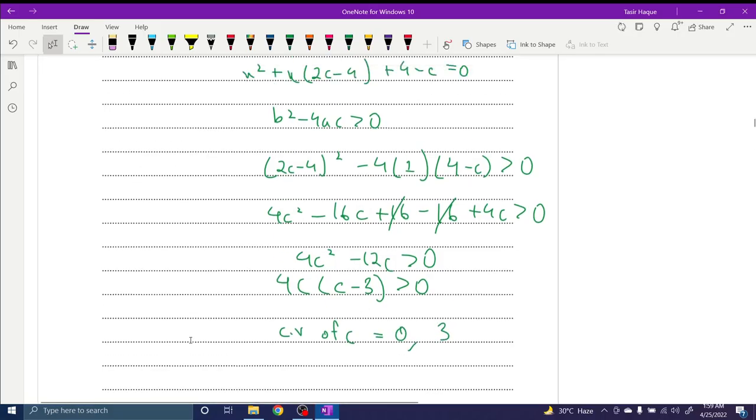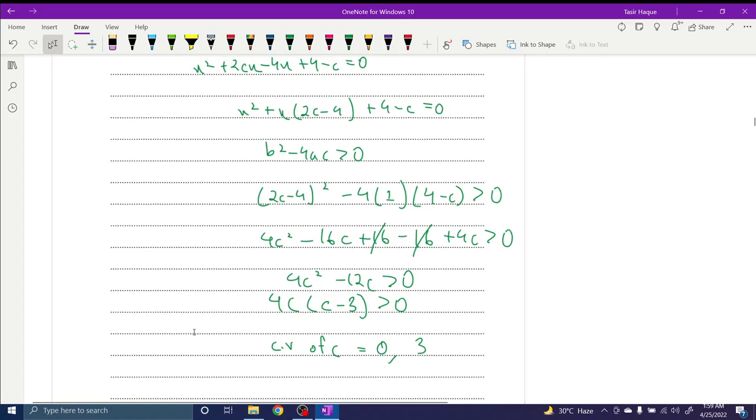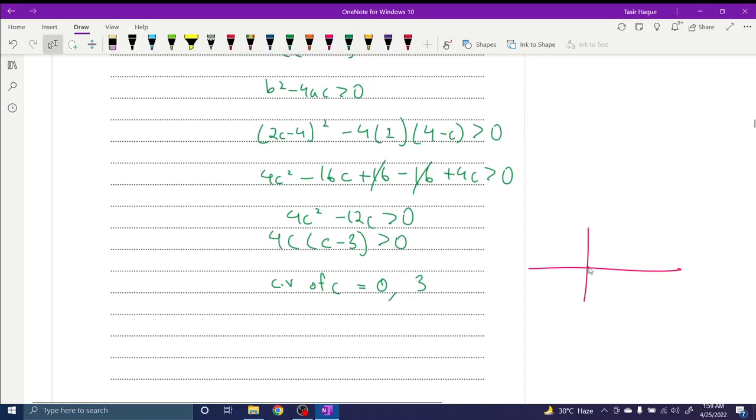So hear me out. How do we solve this? We know that this is a curve. This is a minimum curve, right? So this is what the graph looks like. It intersects at 0 and 3. It's a minimum curve. We want the value to be greater than 0. So that's to the right of 3 and to the left of 0, right? So the final answer is c is greater than 3 and c is less than 0. This is it, okay?